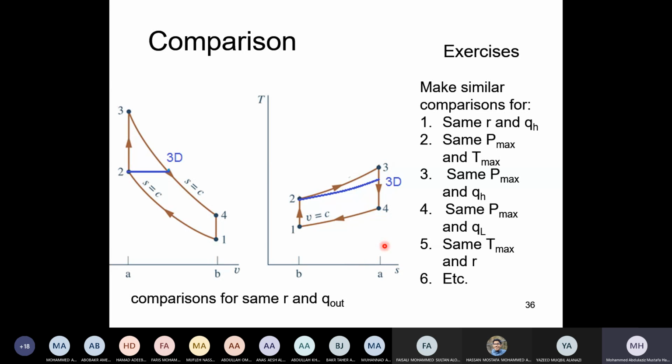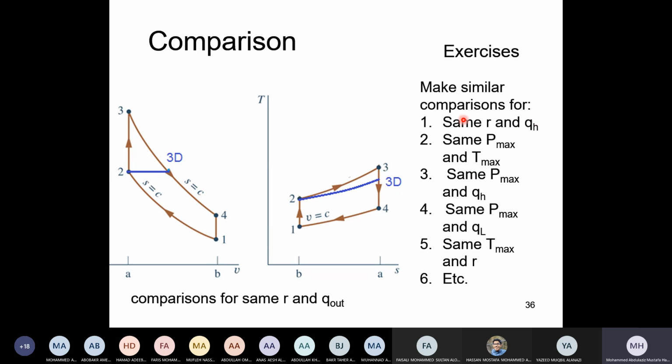Now I want to give a certain assignment to you. I want you to repeat the same as we have done here, but considering the same R and QH, the same P maximum, T maximum, the same P maximum and QH. So I have 5 things here to do, and you can have more as a matter of fact, but choose 5 here. I want every one of you to go and superimpose for the same 2 values. I have here the same R and the same QL.